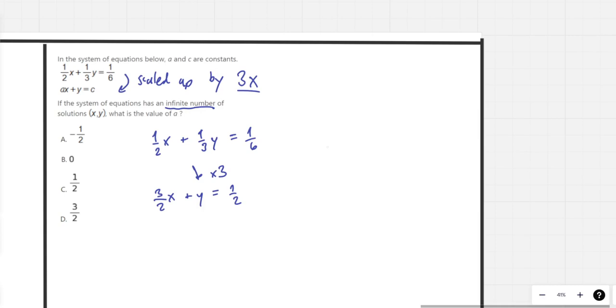Now we're just looking for the value of a, and a is the coefficient on the x term, and that is going to be 3/2.